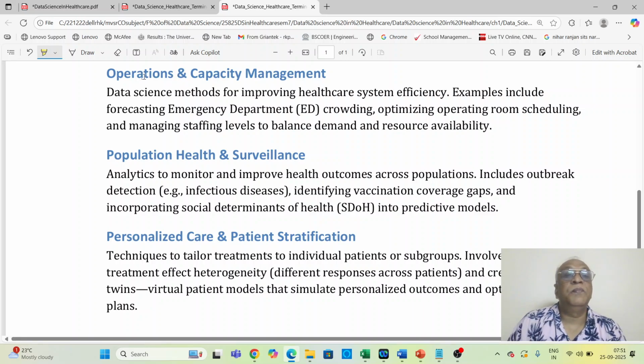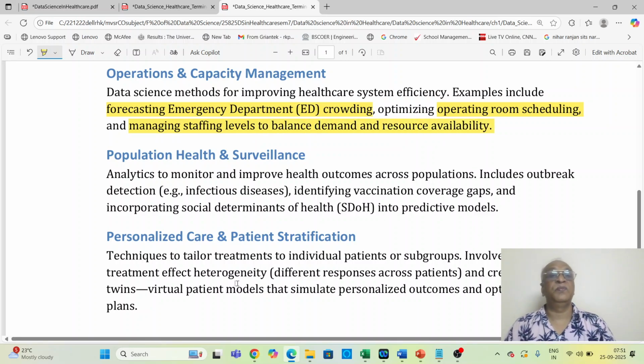You have OCM, operations and capacity management, to improve healthcare system efficiency. You have emergency department crowding forecasting. You have optimizing operating room scheduling, managing staffing levels to balance demand and resource availability.